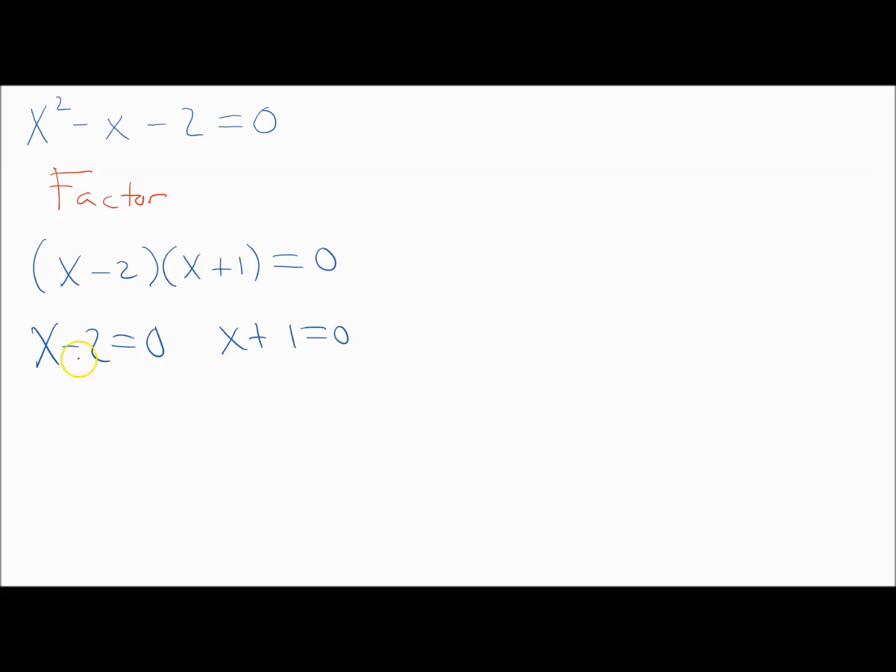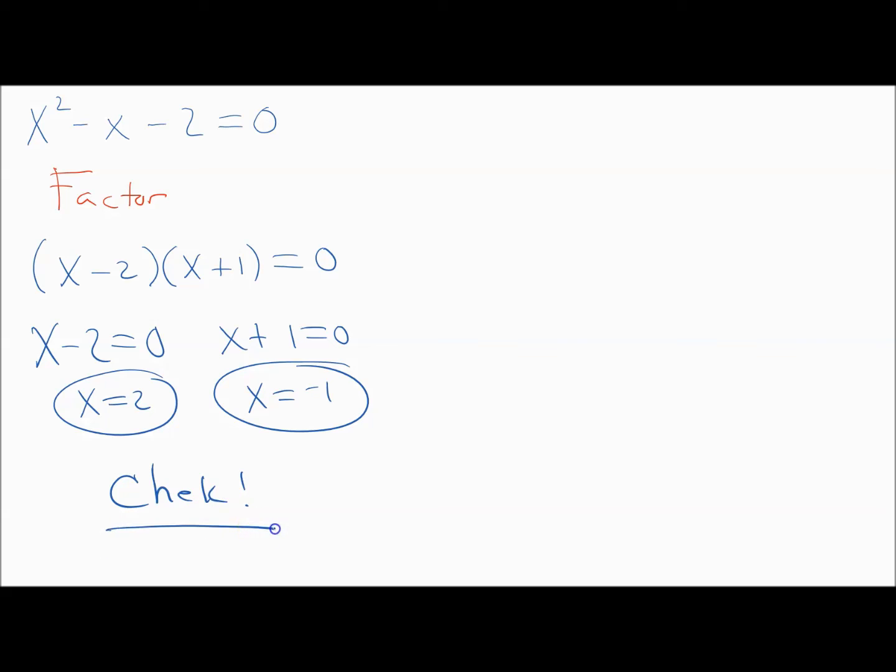Now that's going to result in 2 answers, because when I add 2 to both sides, I get x equals 2. And when I subtract 1 from both sides, I get x equals negative 1. Notice how quickly I circled it. But you know what? Fact is, I must check these. It's not that we did the work wrong. It's something called extraneous solutions. So I have to go back to my original problem.